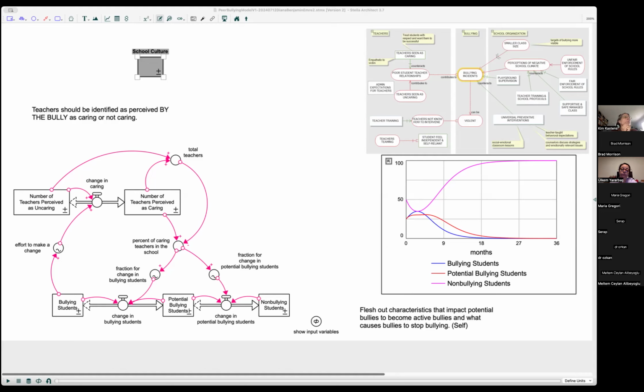Okay. So we don't have much time left. And it seems as if a few people have indicated we should play with this model more, which is, I think, a good idea. And then on your own, you could add the school culture piece. You could add more characteristics that move students between these aging chain kind of stocks. And then we could talk about this again and see what people have come up with. What do you think we should do next?